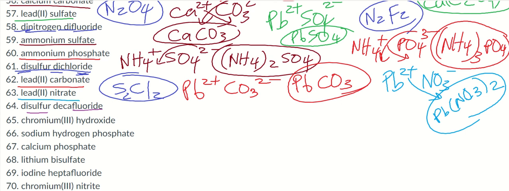Sulfur, fluorine, two nonmetals. Prefixes also tell you that's going to be the case. Di is 2, so 2 sulfurs. Deca means 10. Fluorine has 10. We're not going to reduce that.